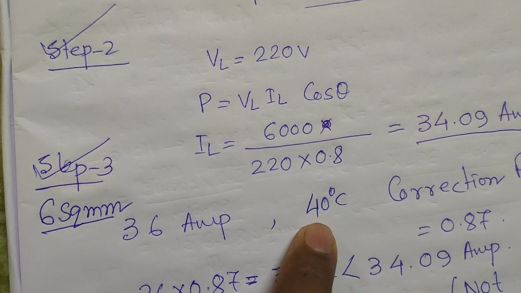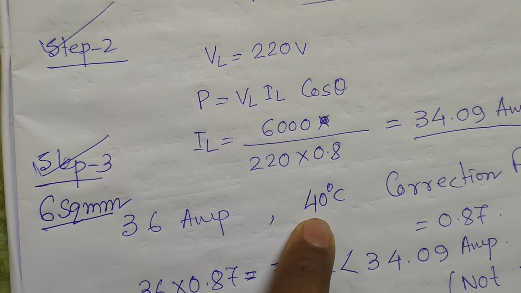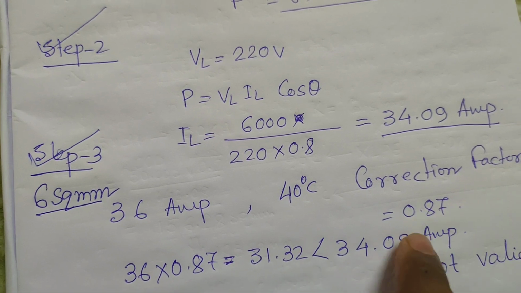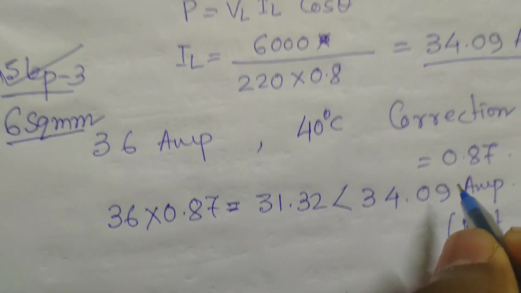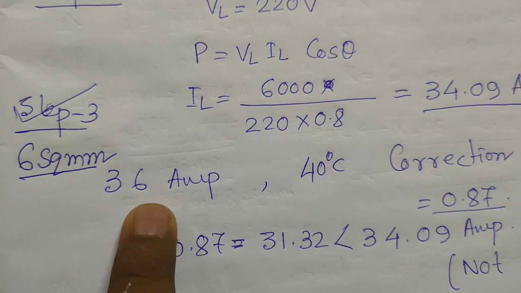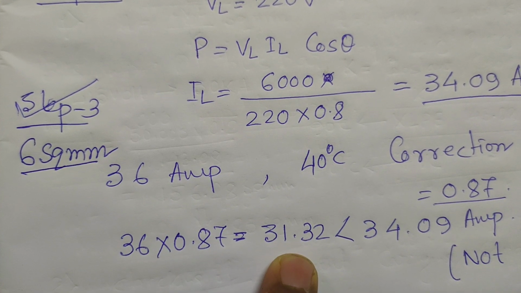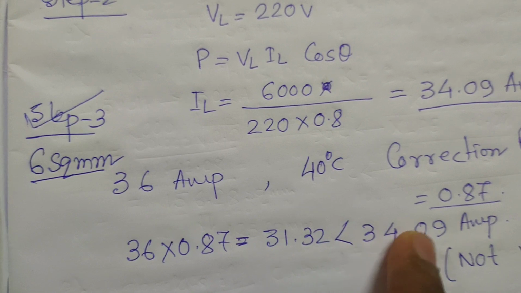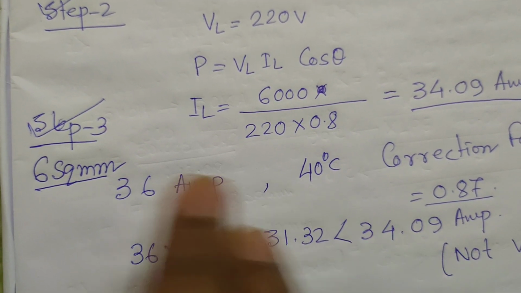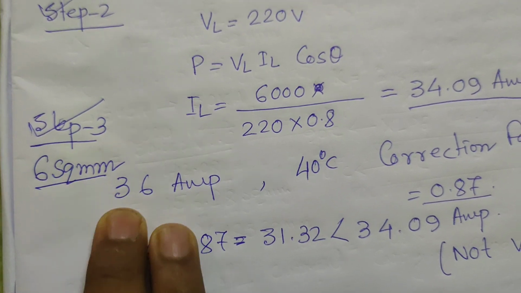We consider a temperature of 40 degrees Celsius. At 40 degrees Celsius, the correction factor is 0.87. Multiplying the correction factor with the 36 ampere current, we get 31.32. It is less than 34.09, so it is not a valid size, or the selection is wrong.